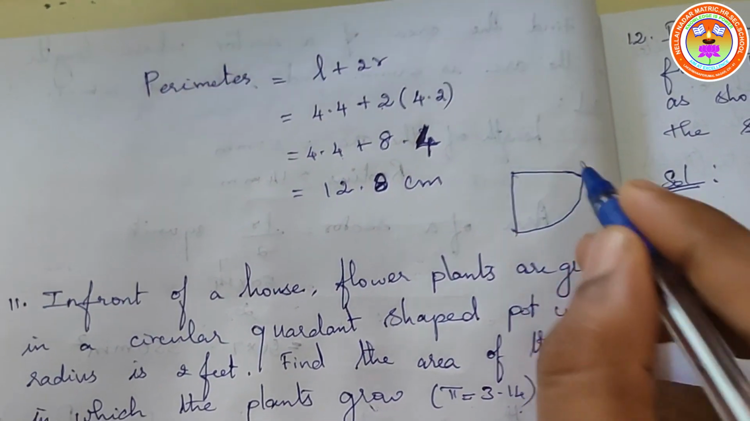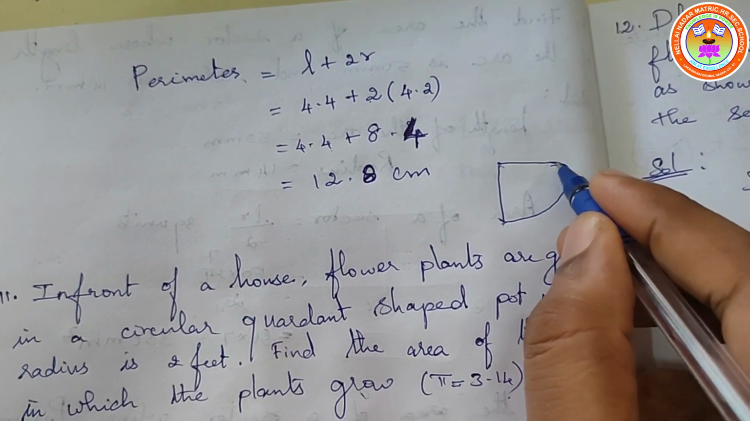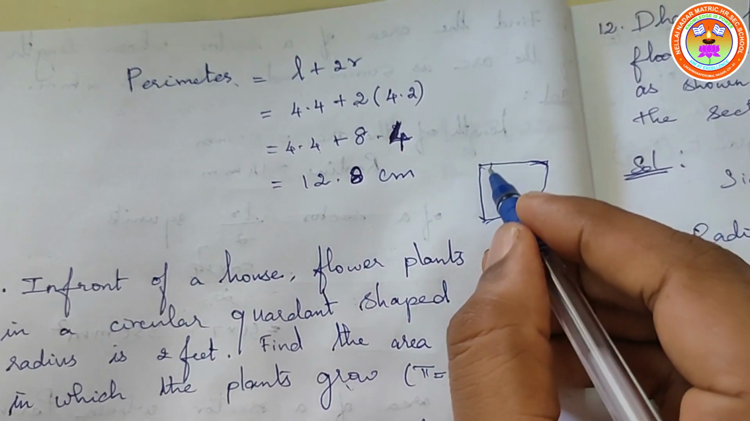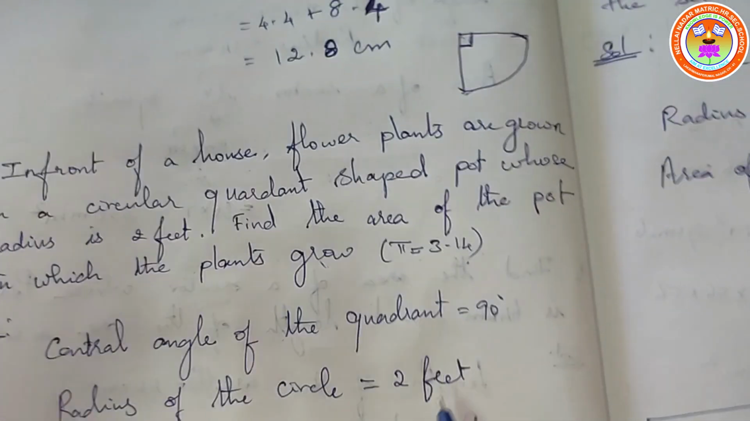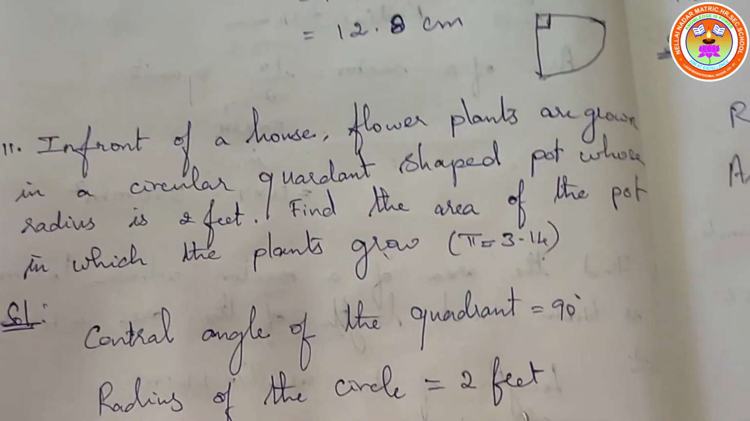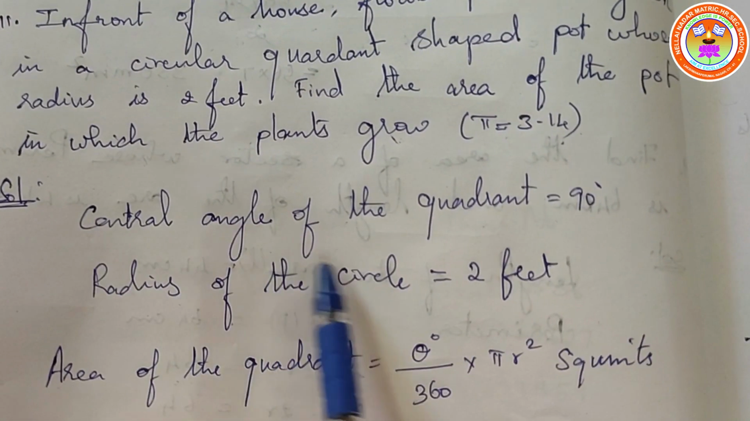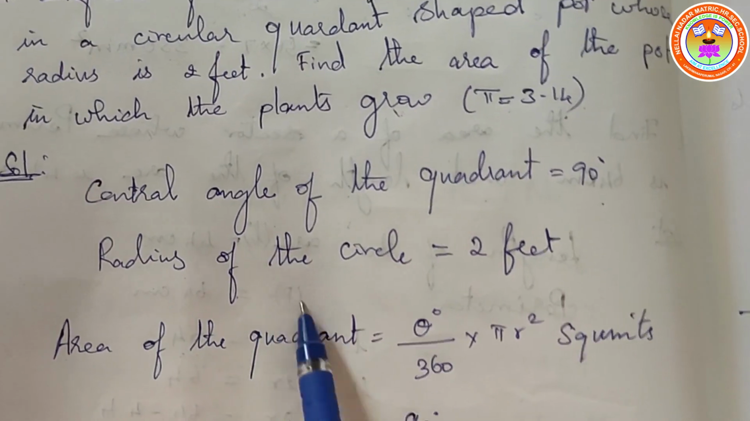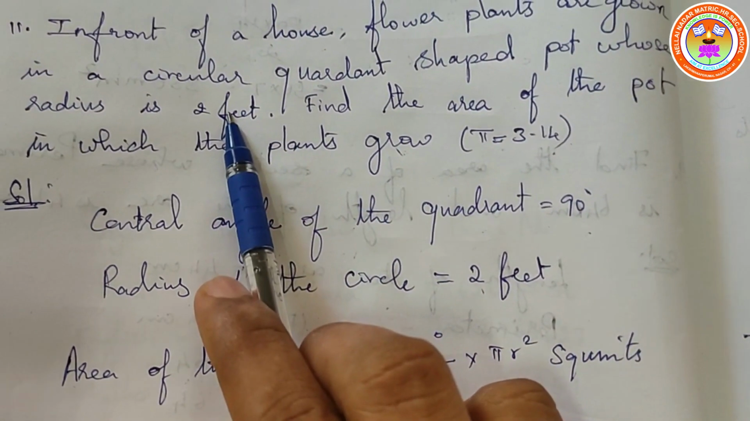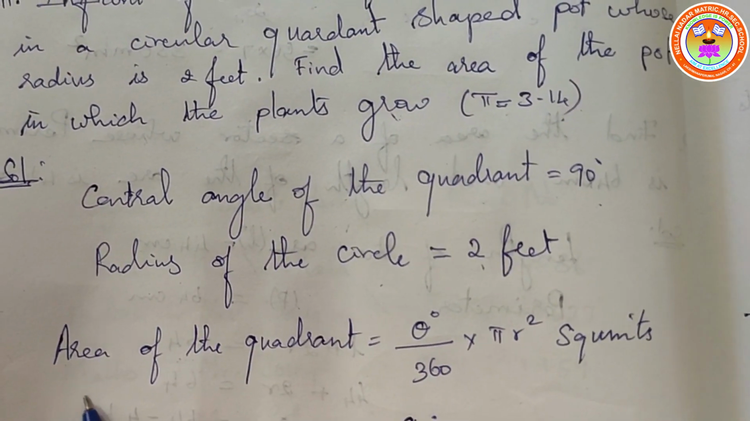This is the quadrant. In the circle, a part is the quadrant. Its angle is 90 degree. Able to understand? That's why the central angle of the quadrant is given as 90 degree. Radius of the circle is given as 2 feet. Find the area of the quadrant.